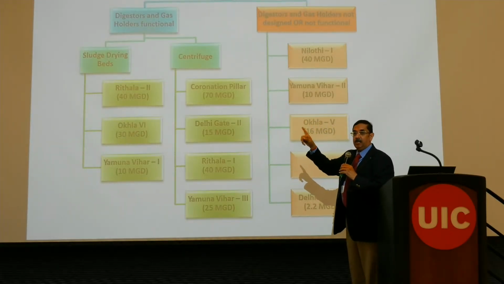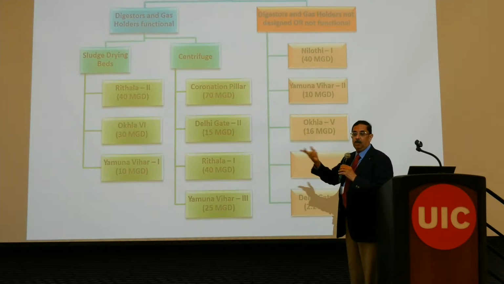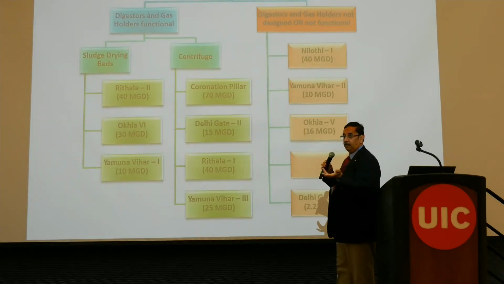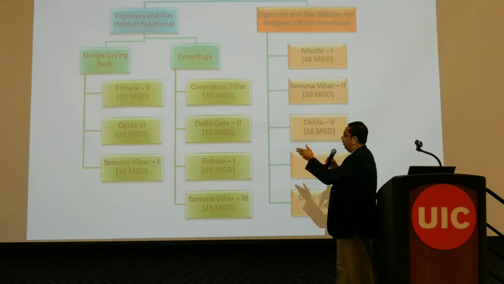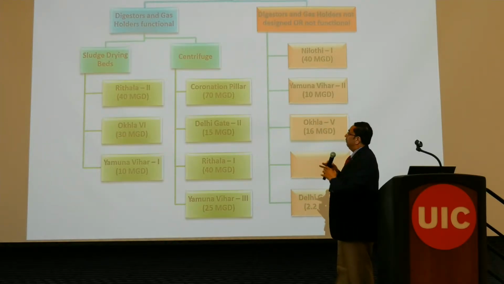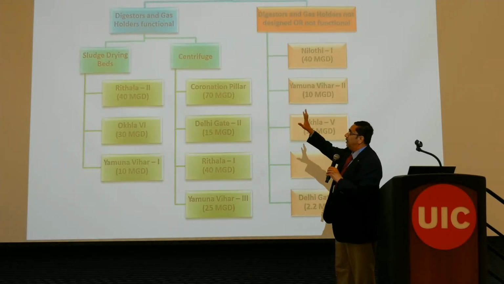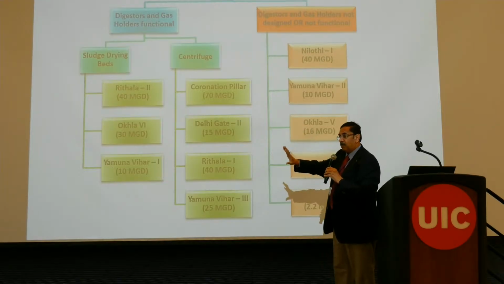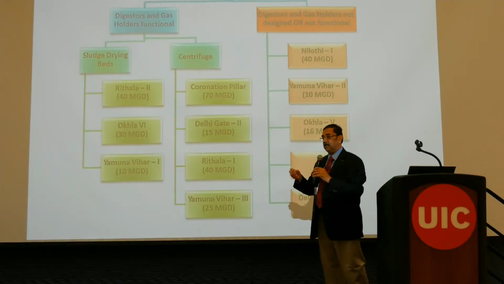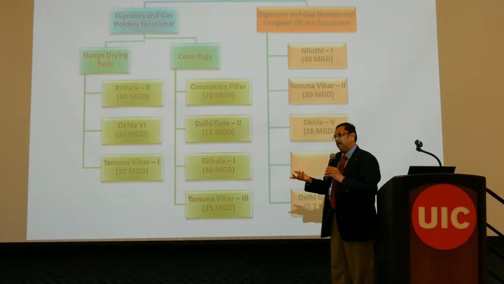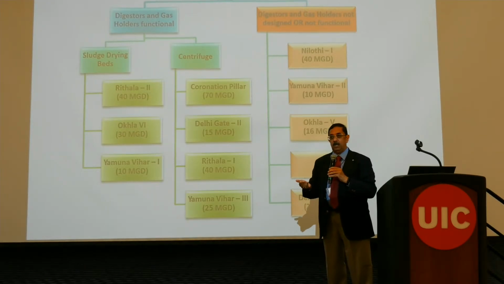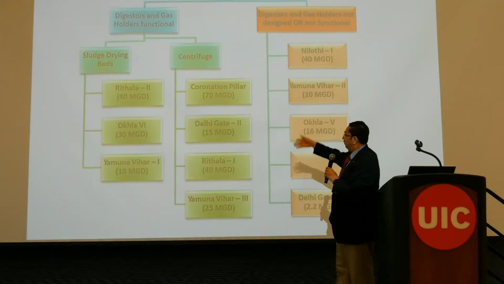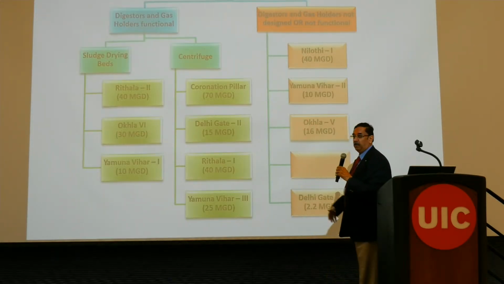Now these are empirical MGDs, not US MGD, so liter, whereas US is 3.74. So we have Ritala, Ufla, Yamuna, and all this. Each one of them had a different sludge dewatering process, to bring it to a certain level. That will give you roughly about 18 to 19% cake solids. Then centrifuge will give you roughly about 20 to 21%.